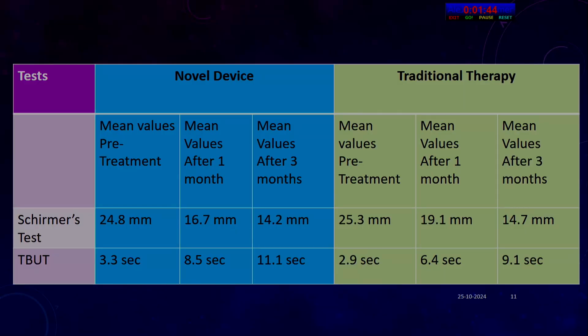Now, this was the therapy. Mean pre-treatment Schirmer's values were around 25 mm. This shows there was a lot of inflammatory watering due to MGD. As the treatment was done with traditional therapy as well as with the device, the Schirmer's values decreased at 1 month and 3 months. At 3 months, both values appear similar, but at 1 month, the novel device gave a faster Schirmer's resolution to approximately 16 millimeters at 5 minutes, which is within the normal range. The TBUT values also increased significantly, showing a resolution in MGD.